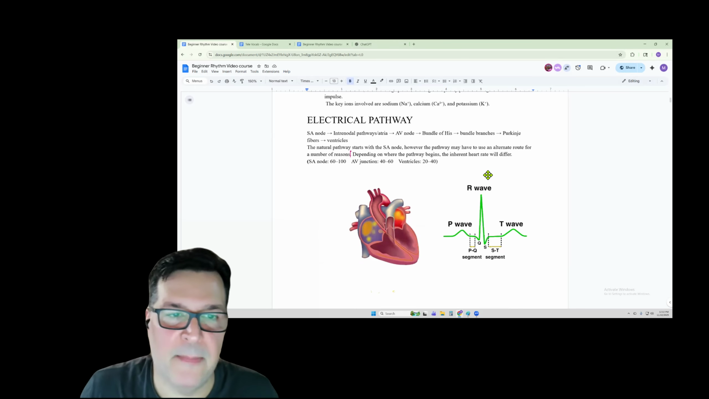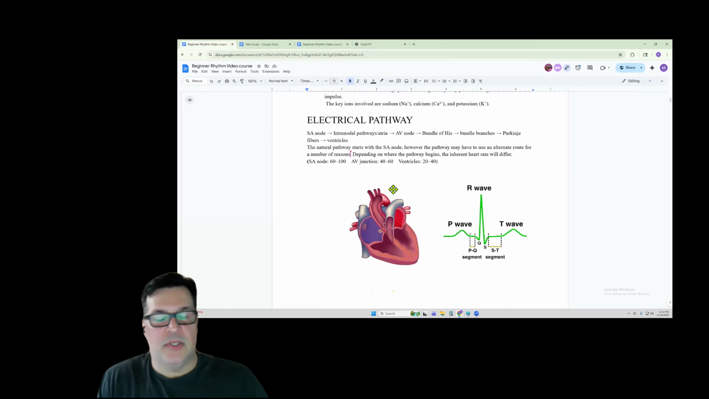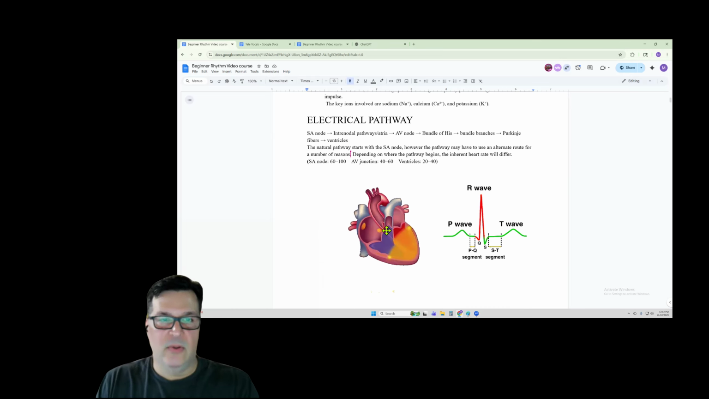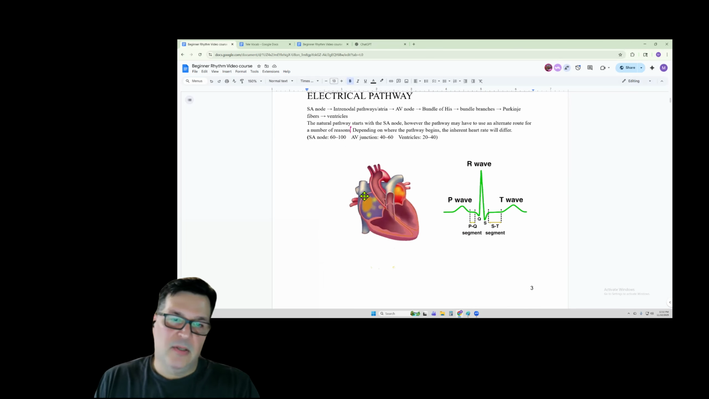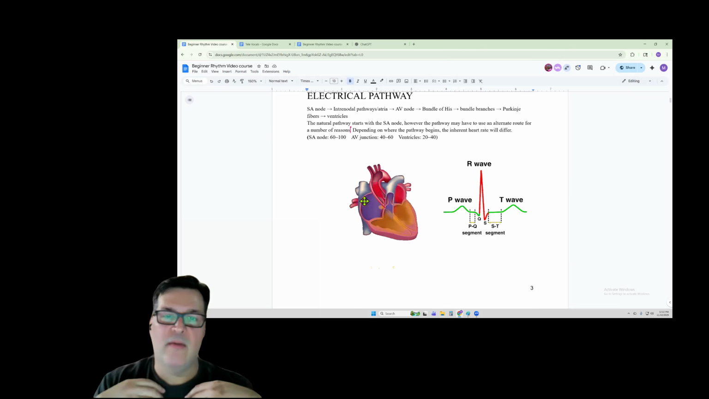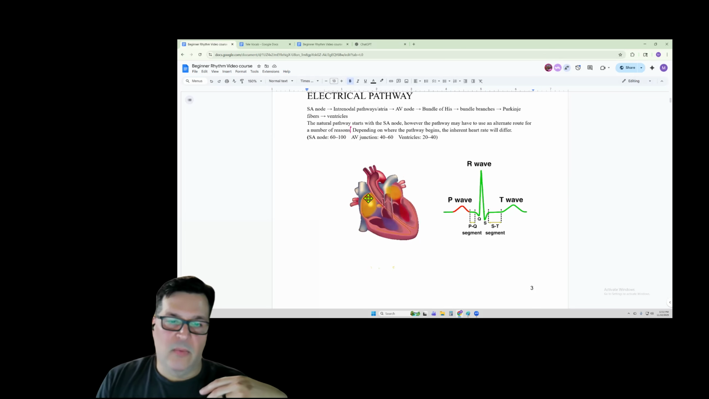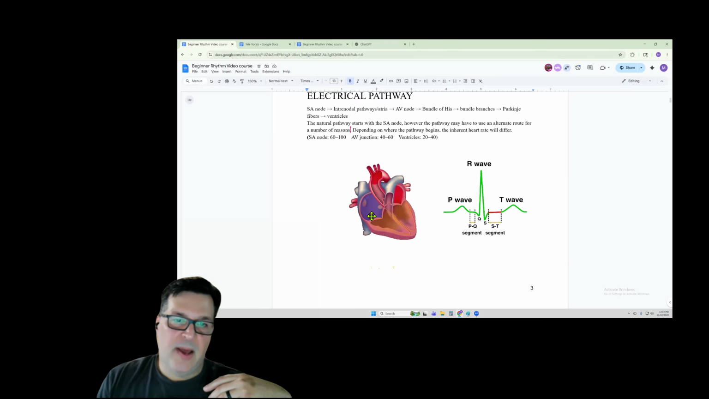That spark usually happens in the SA node, which is in the top right atrial. And we got a new little picture here for you. So up here is the SA node, where that spark happens. And when that charge contraction initiates, then all adjacent cells contract, and then all adjacent cells on that, and there's a wave of contraction that goes out. The right atrial chamber contracts first, down through the internodal pathways.